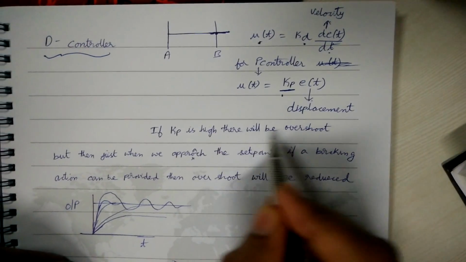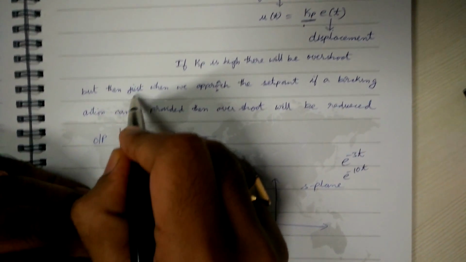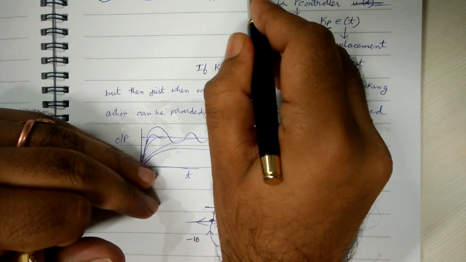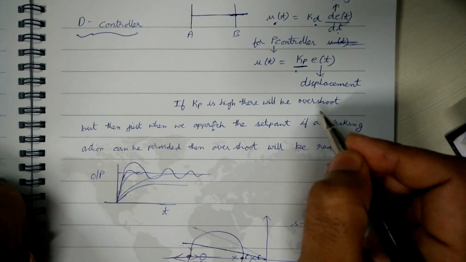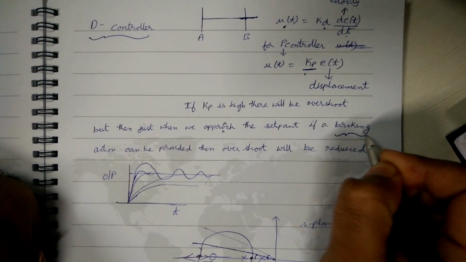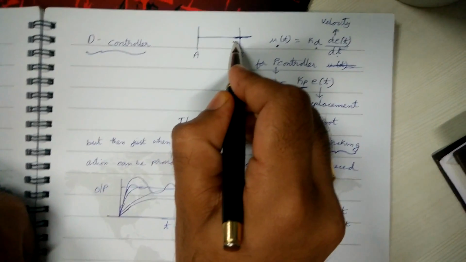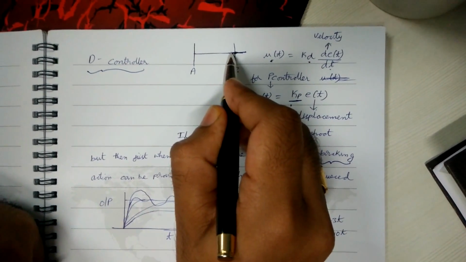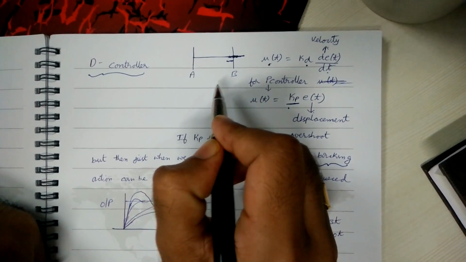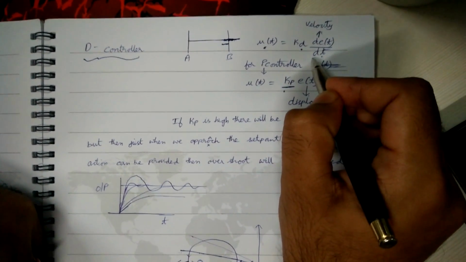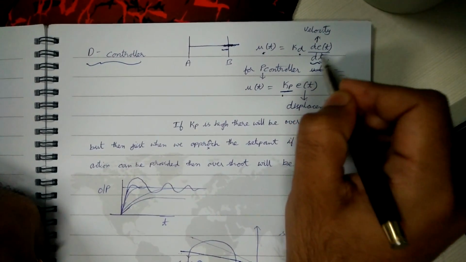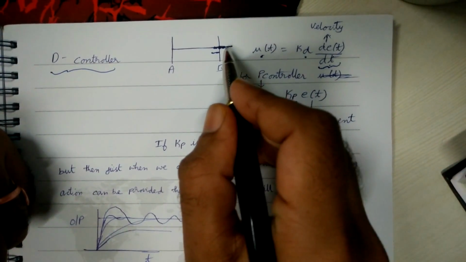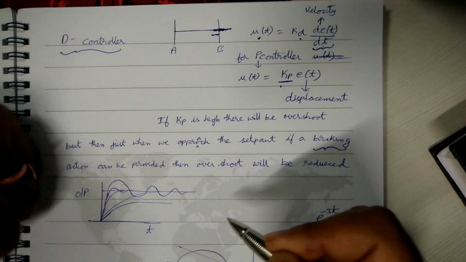Suppose Kp is high, there will be an overshoot. But if at that instant, when we are approaching the set point, I relax the constraint and say that I can apply brakes, then when I am just approaching the target, if I apply brakes, I will not overshoot. I may overshoot until this point. So this D action, which depends upon the velocity of error, like how fast we are approaching the set point, provides the braking action. That is how overshoot is reduced.